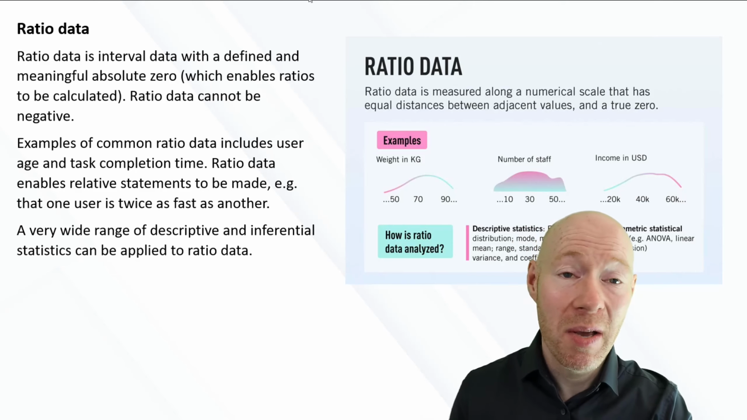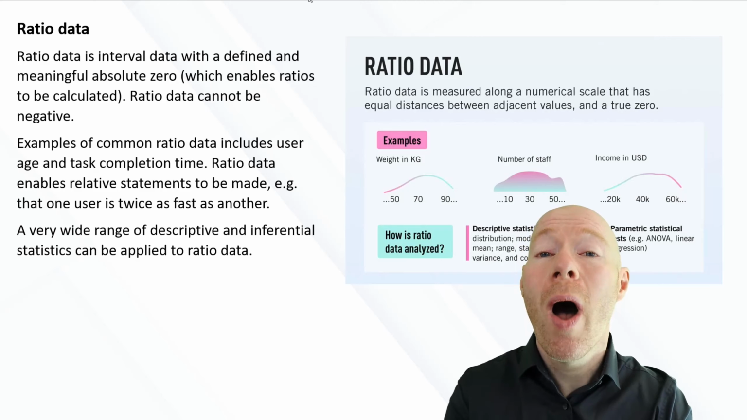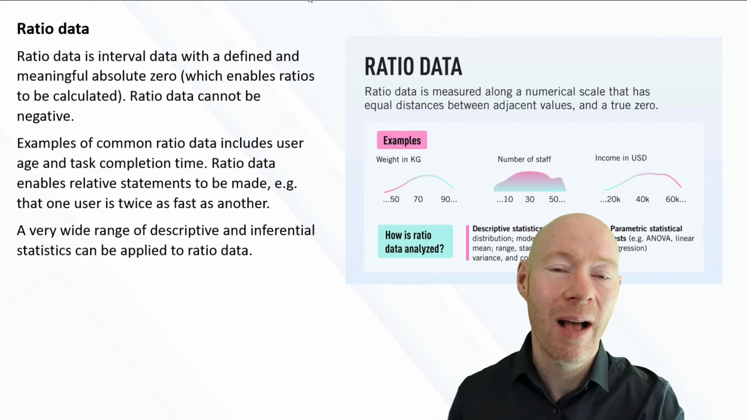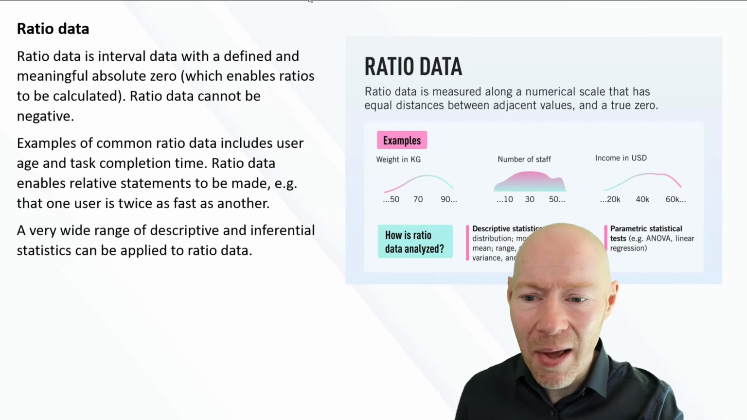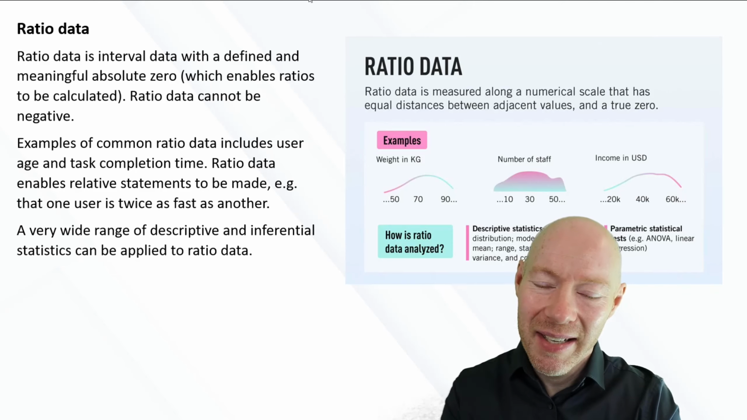And by that, we can make relative statements. We can say that one value is twice as big as another. So that is relative to some absolute 0. Now, why is that important? And maybe give you an example of where that isn't so useful.